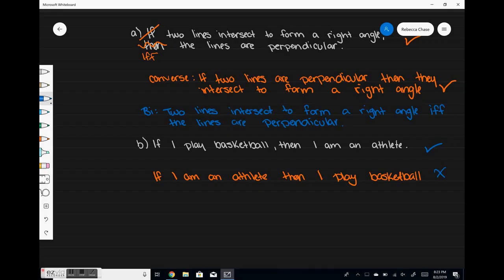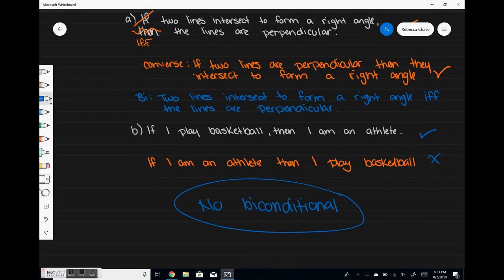All right, we look at that. Is that true? No. You can play any other sport, right? So you can play football, you can wrestle, you can play tennis, you can do whatever. It doesn't have to be basketball. So when we flip it, it's not true. Therefore, there is no biconditional. All right, so this is an example. Remember, when we prove something wrong, we only need to find one example where it doesn't work. It doesn't have to not work multiple times. If it doesn't work one time, then the statement's not true. So for this one, because I can find a sport that makes them an athlete that's not basketball, there is no biconditional.